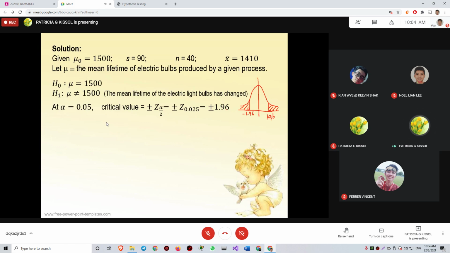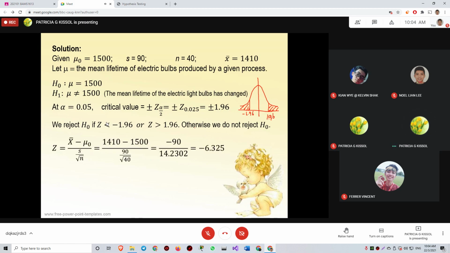So our decision is we will reject the null hypothesis if our z is less than negative 1.96, or if our z is greater than 1.96. Otherwise, we do not reject the null hypothesis. When you do the test statistic, same formula, you get negative 6.325. The calculation, I bet you guys are okay. Negative 6.325, so roughly it's there.